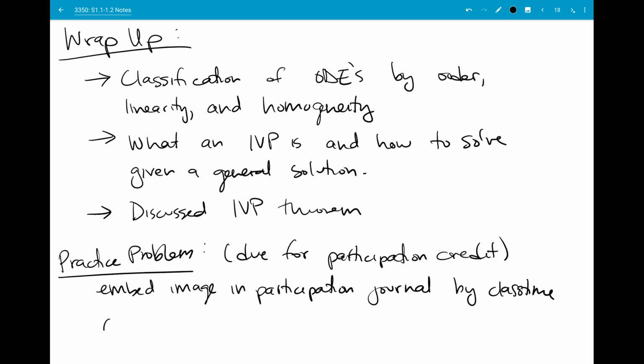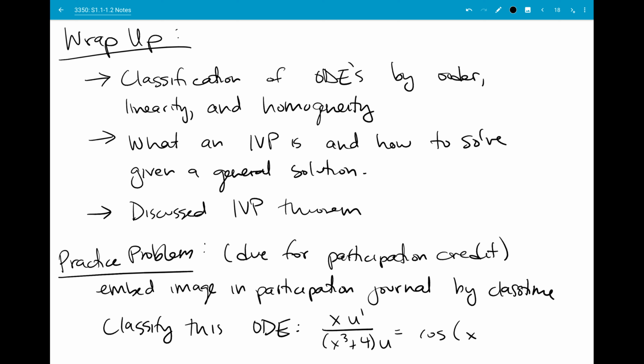And the problem is just going to be to classify this ODE given by x times u prime over x cubed plus 4 times u is equal to cosine of x. And so that's just practice with the first part of what we did for this class. And then I'll take questions about it at the start of next class to get things rolling on thinking about what we learn in this set of videos.